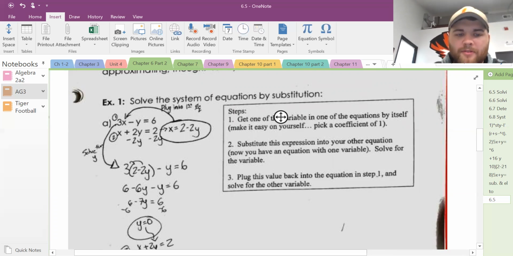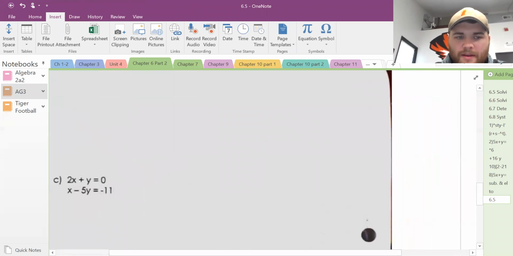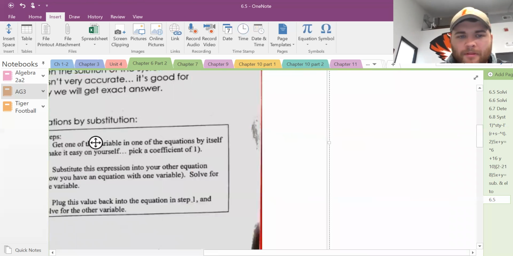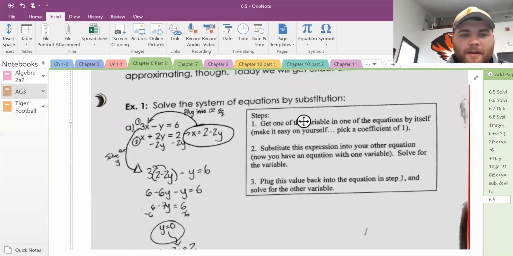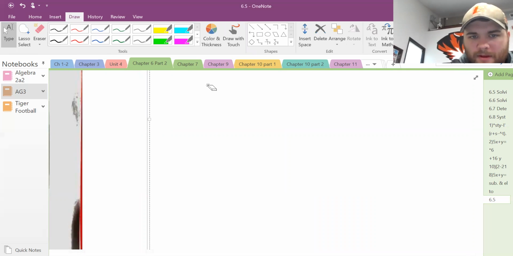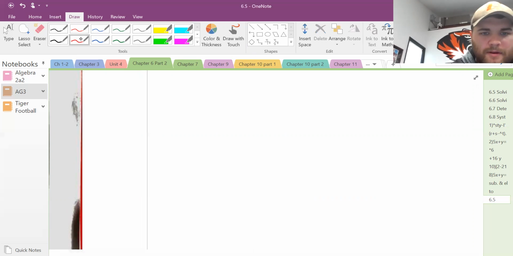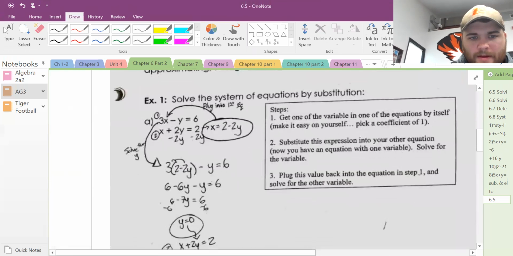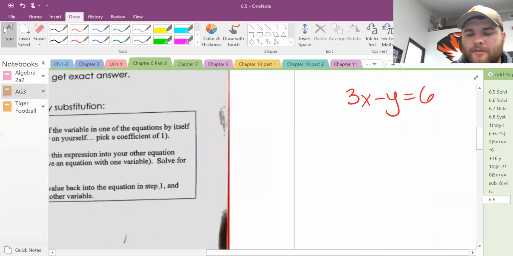So let's go ahead and do, we can start with number 1. Number 1's already done for us, but let's just rewrite it. So we have 3x minus y equals 6, and then what do we got? x plus 2y equals 2.